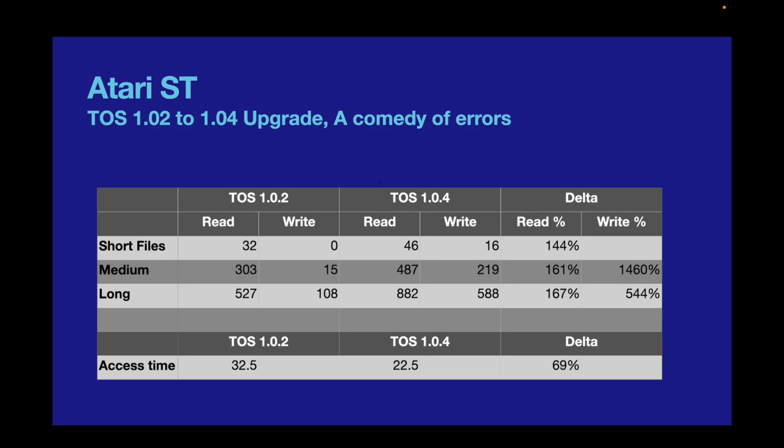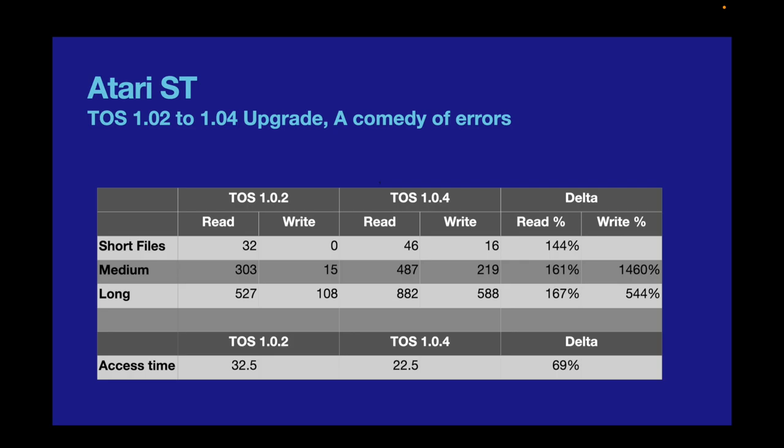Now, the value at the top for write on short files for TOS 1.02 looks anomalous. So I've just rejected it. I don't know if that was a bug in the test or just TOS 1.02. Finally, the access time is similarly better, TOS 1.04 to 1.02 at 69% of the time taken in 1.02. So it's come down, which is what you want. And it's interesting that that's totally down to the operating system. It's not down to using a better SD card or anything like that.